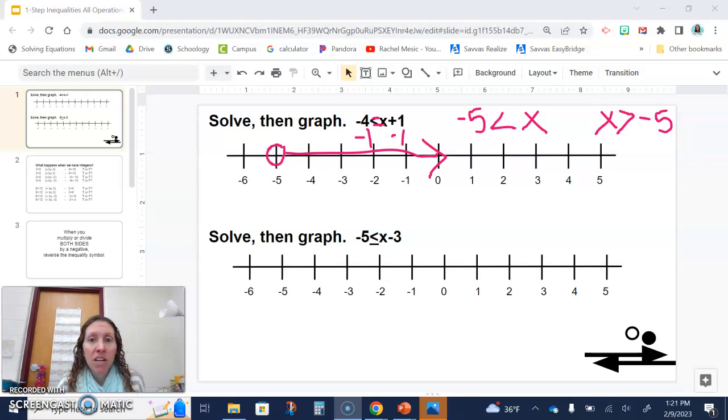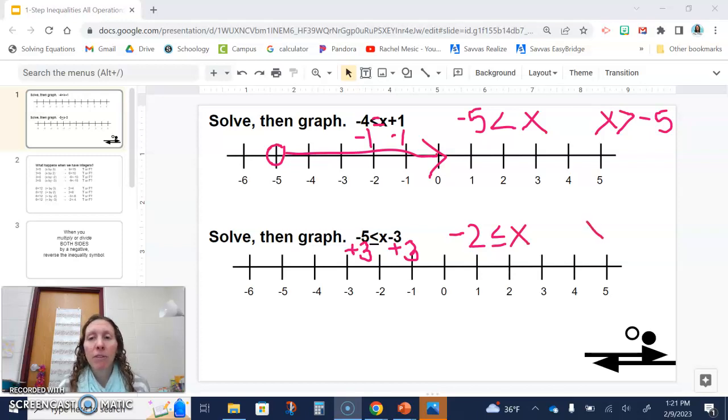All right, for the next one here, our variable is also on the right. It says -3, so the inverse of subtraction is addition, so I'm going to plus 3 to both sides. -5 plus 3 is -2. I'll keep my inequality symbol, and then I just have x because -3 plus 3 is nothing.